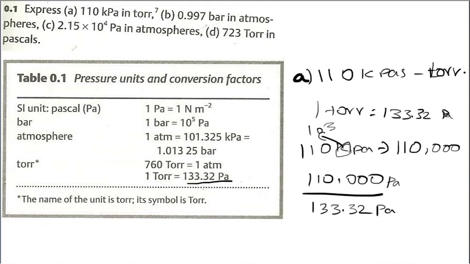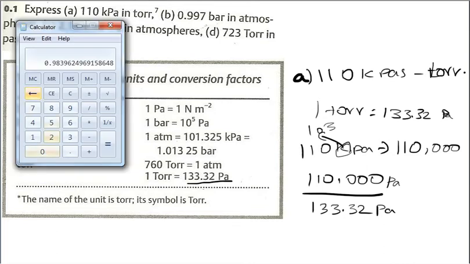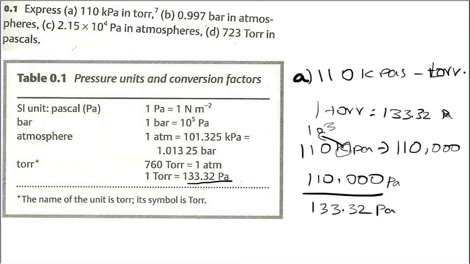Bringing a calculator. 110,000 pascals divided by 133.32 pascals. Here we go. We're getting an answer, 825.08 torr. Okay, let's go for B.